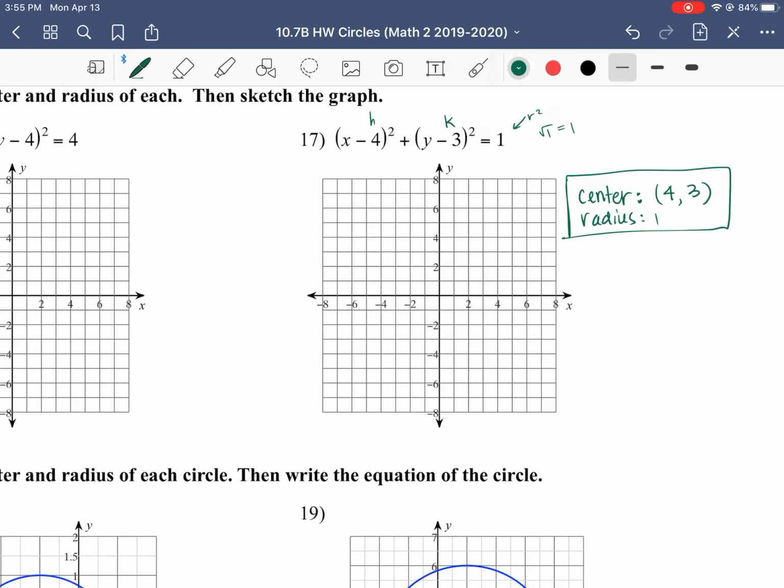So we found that part, great. That was the first part we were asked for, then asked to sketch the graph. So we use the center first and we come over 1, 2, 3, 4. We go up 1, 2, 3. There's our center. And if it has a radius of 1, then we go 1 unit in each direction and put a little point. And then we do the very best we can to draw a circle.